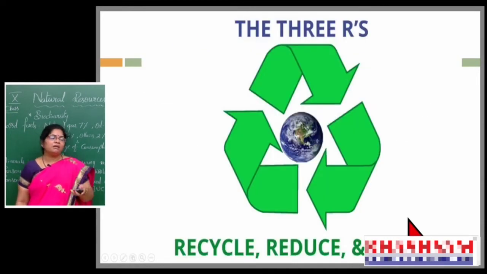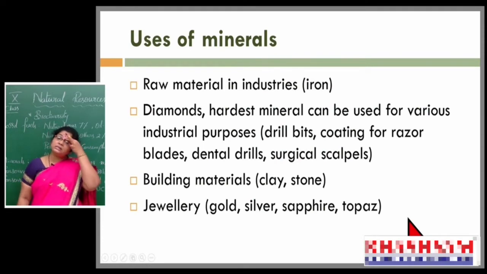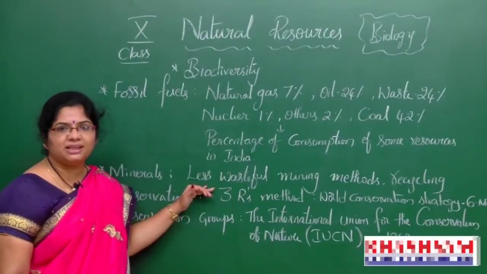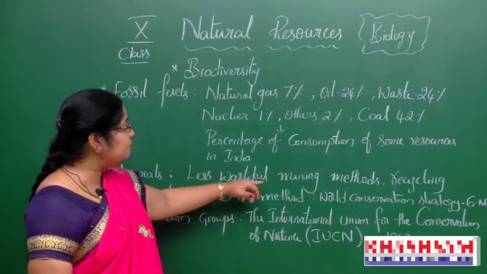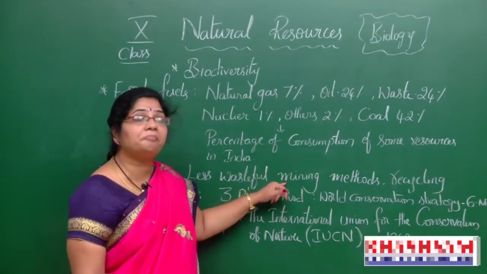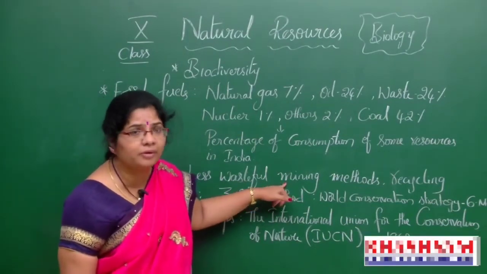And how do we get minerals? That is through mining, mountain top removal. With the help of such processes we get these minerals, but it gives a lot of pollution to the environment. So while we are extracting the minerals, we have to follow two important methods, that is less wasteful mining. We need to follow mining practices that produce less waste.